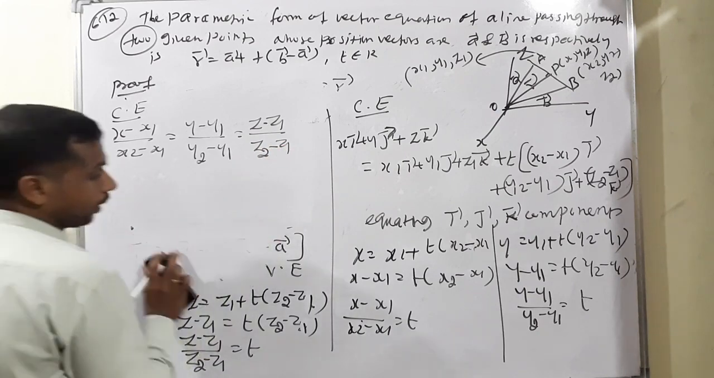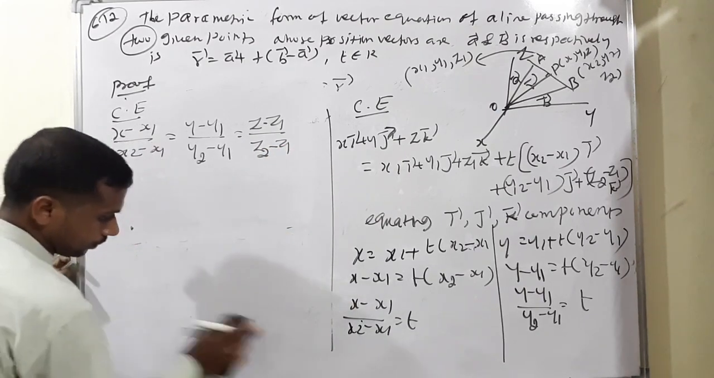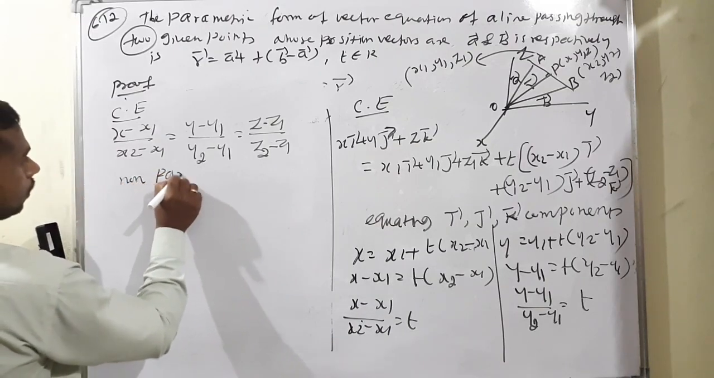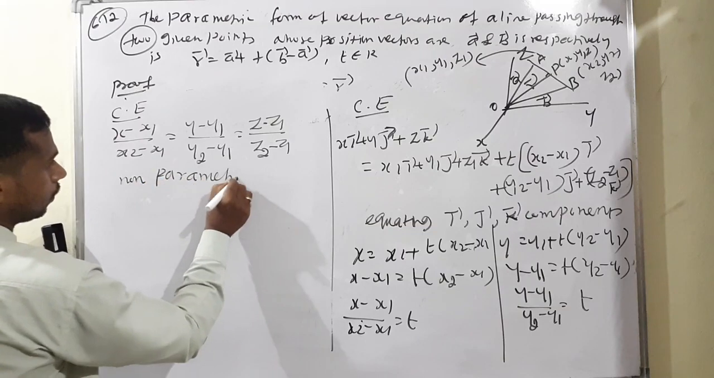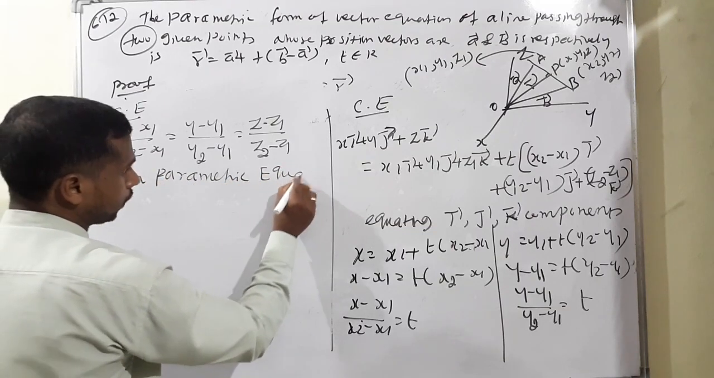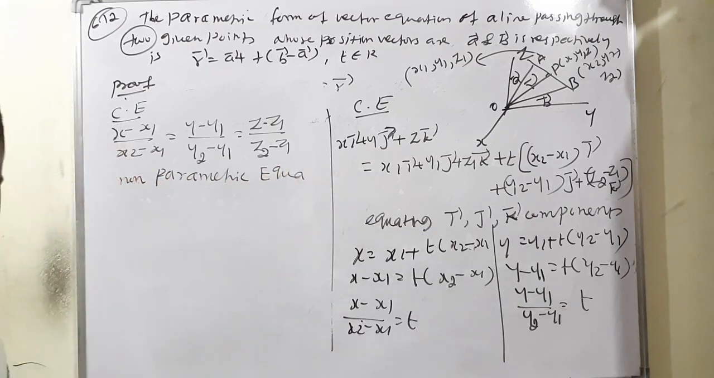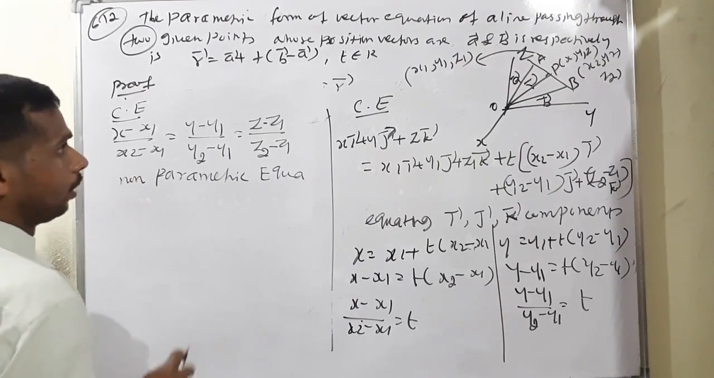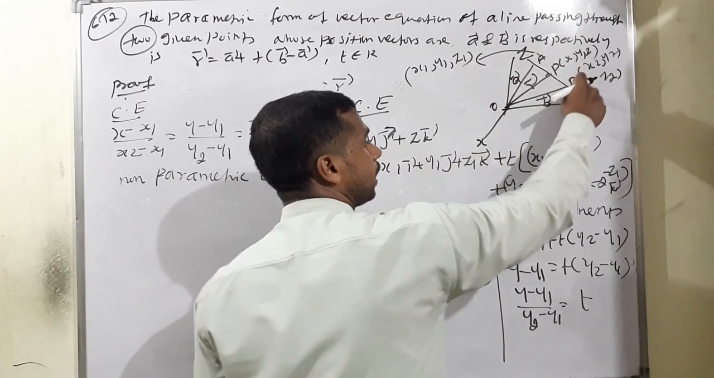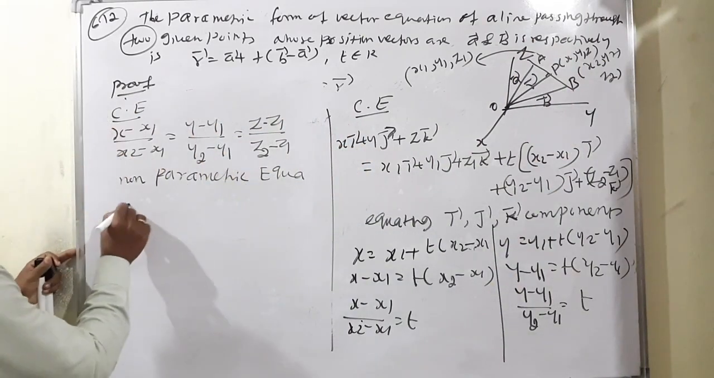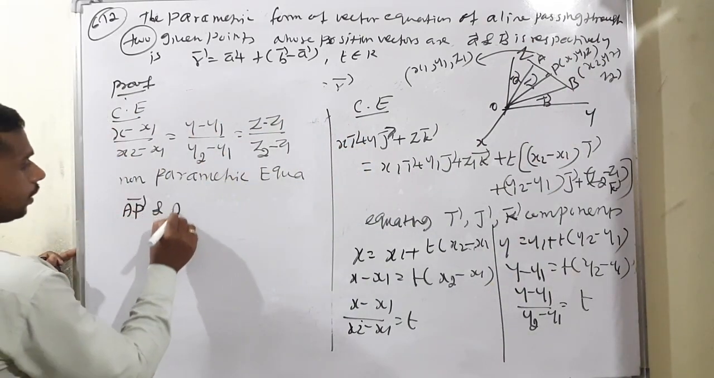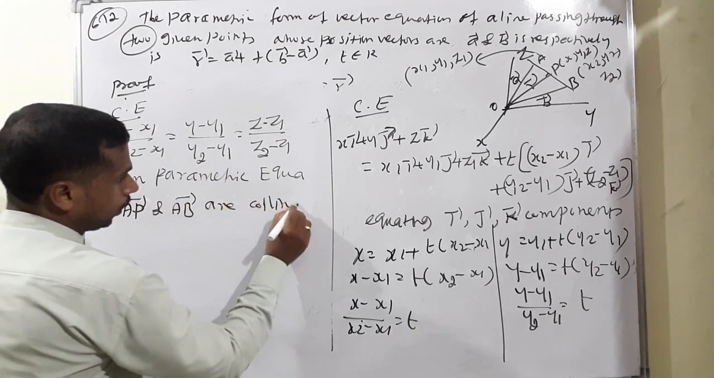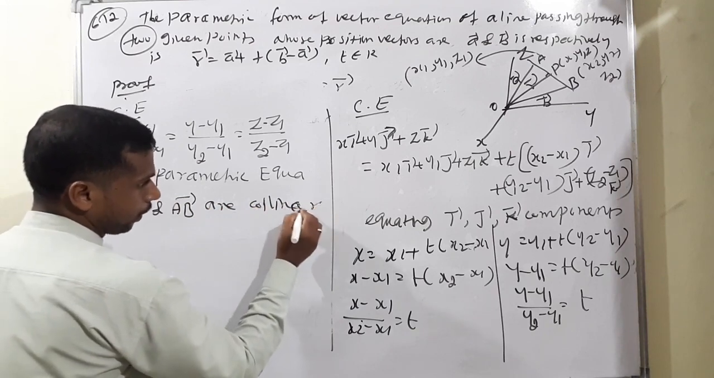The last one, non-parametric equation. Non-parametric equation means the parametric term is not given, so what will happen? Already we know the condition: AP vector and AB vector are collinear. What is the meaning? Collinear means parallel, isn't it?